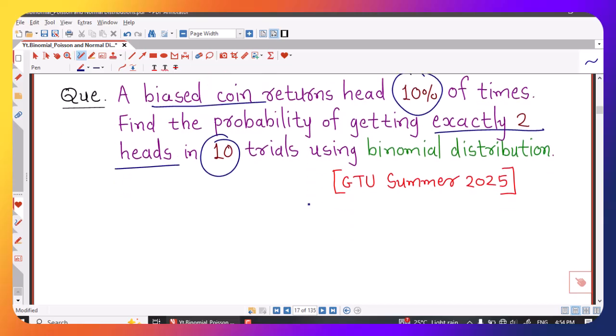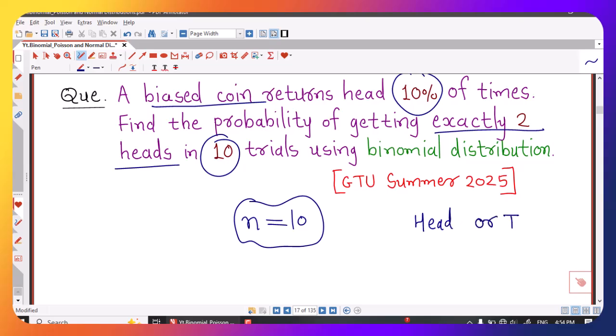So here they are tossing a coin which is biased 10 times, that is they are doing n equal to 10 trials, and it is given that because the coin is biased it returns head 10% of times. We know that whenever we are tossing a coin we have only two possibilities, either we obtain head or we obtain tail, and it is given that the coin is biased, that is the probability of head is not 1 by 2 or 0.5 in each trial because the coin is biased here.